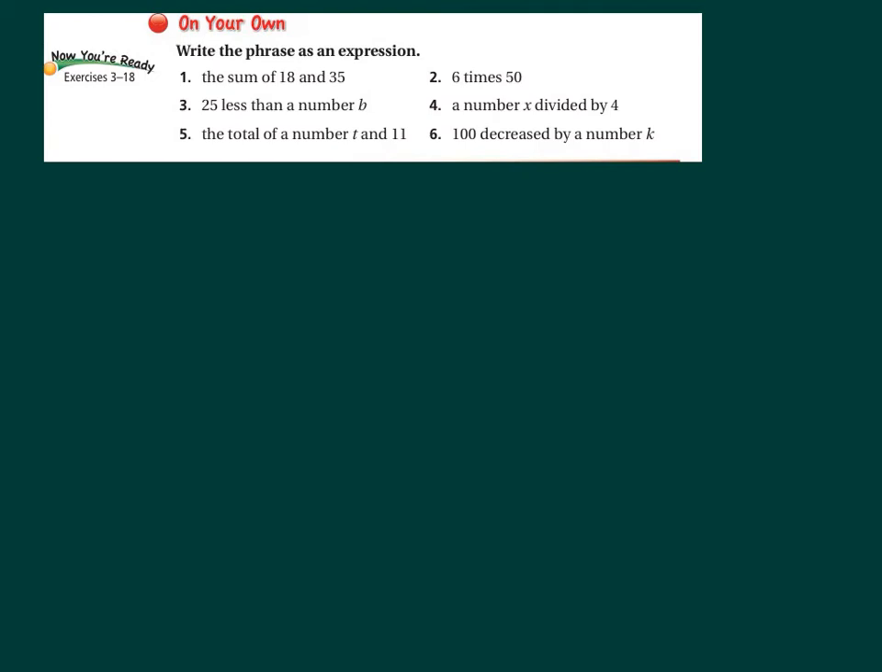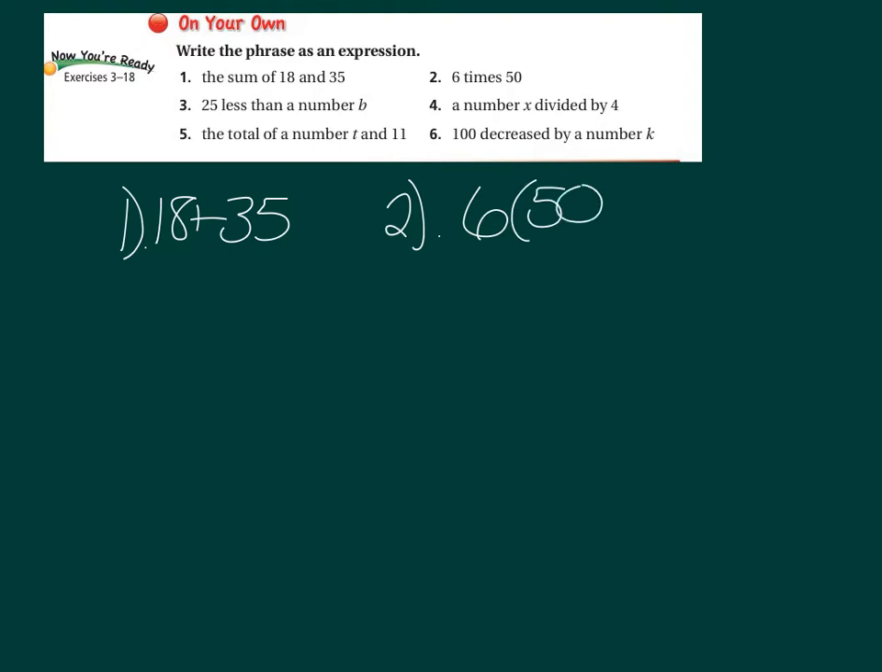Number 1 here, so again, make sure you've paused this and tried these. The sum of 18 and 35 for number 1, we're going to go ahead and say 18 plus 35. Again, you don't need to solve, you just need to write it as an expression. Number 2, 6 times 50. Pretty straightforward. 6 times 50. Or you could write a times symbol.